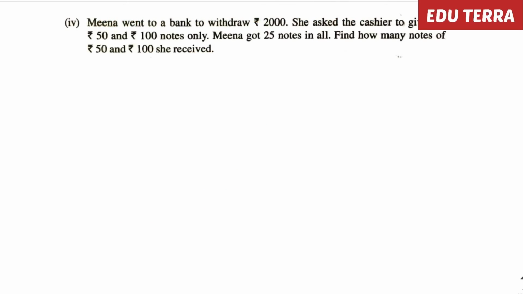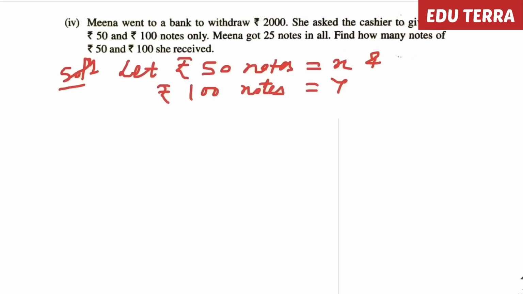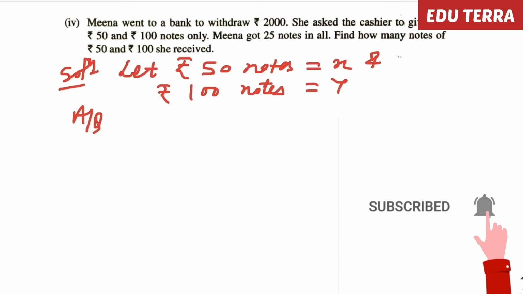It is our fourth part. Meena went to a bank to withdraw rupees 2000. She asked the cashier to give her rupees 50 and rupees 100 notes only. Meena got 25 notes in all. Find how many notes of rupees 50 and rupees 100 she received. See the solution. According to the question, she got only 25 notes.